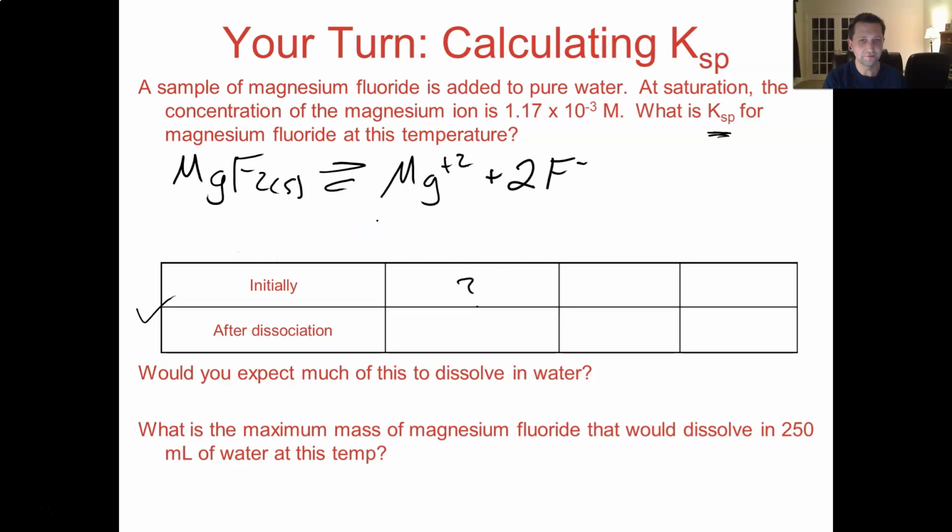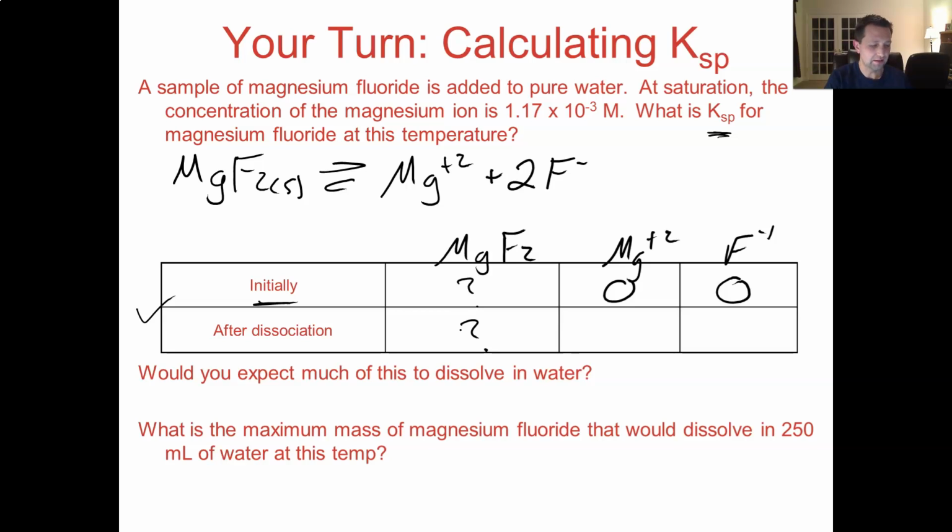This is your initial for MgF2. This was the Mg plus 2, and this is the F minus 1. Okay? So I don't know how much MgF2 I started with. I do know I had none of this, because remember, initial is right before any dissolving occurs. After dissociation, I still don't really know how much I had here, because I know a little bit dissolved, but I still have a ton of it left, right? Because it's not a very soluble salt.